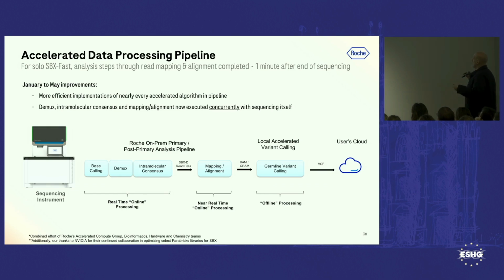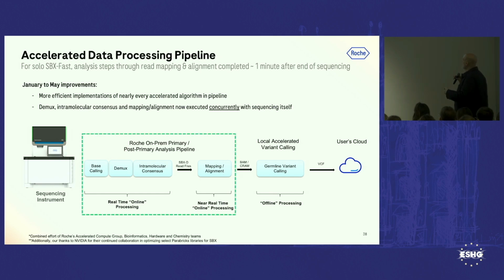One of the other key things for these solo SBX fast runs was being able to do the analysis and read mapping and alignment basically concurrent with the sequencing itself. This comes down to what I was mentioning before, the efficiency of measurement and the efficiencies that you have to be able to do throughout every step in the process if you're going to get your costs down. In this case, we were able to do demux, intramolecular consensus, mapping and alignment concurrently. That involved a lot of improvements in the implementation of literally every accelerated algorithm in the pipeline that we're currently using. But in doing that, we're essentially able to get rid of hours of sequencing time.